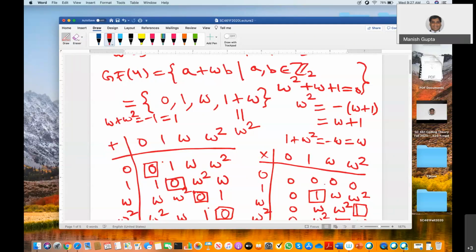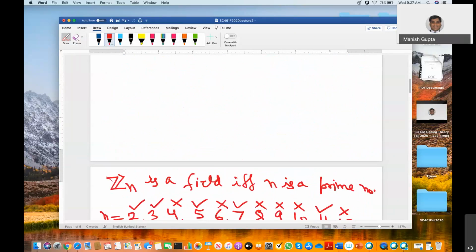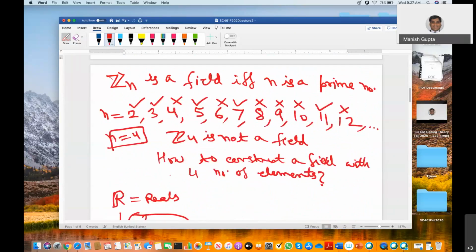Okay, so if we go back and look at it, n is equal to 2, there is a field. N is equal to 3, there is a field. N is equal to 4, we constructed a field just now. 5, there is a field. What about 6? Can we construct a field with 6 number of elements with a similar construction? So the answer is no. At 6 there is no field.